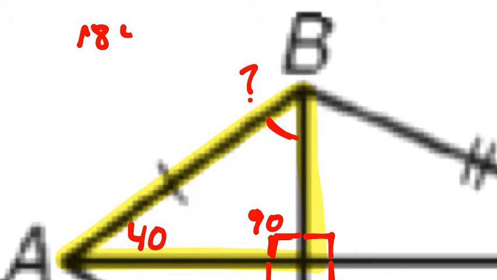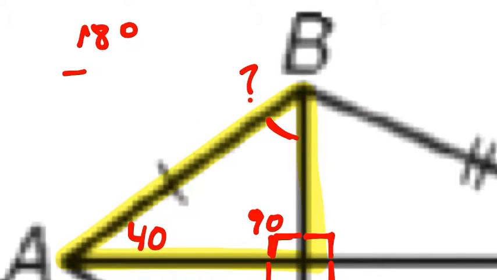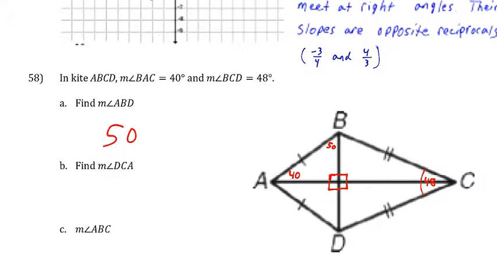40 degrees. This is 90 degrees. And we know all the triangles add up to, yes, that's right, 180. So take 180, subtract 40, subtract 90, and what's left will be this angle here that we're talking about. When you do that, you'll get 50 degrees. So this angle, we just found out, is 50 degrees. So let's backtrack. 50, I'm going to fill that in now. So that's 50 degrees. That one wasn't too bad.